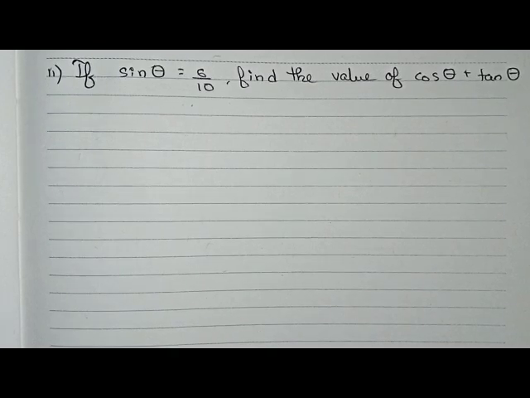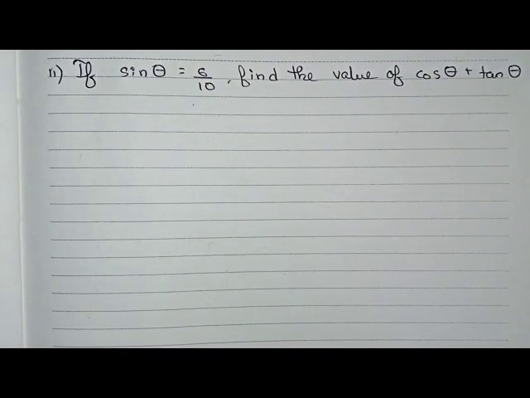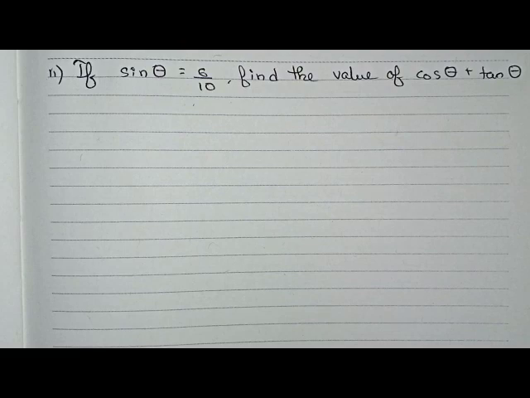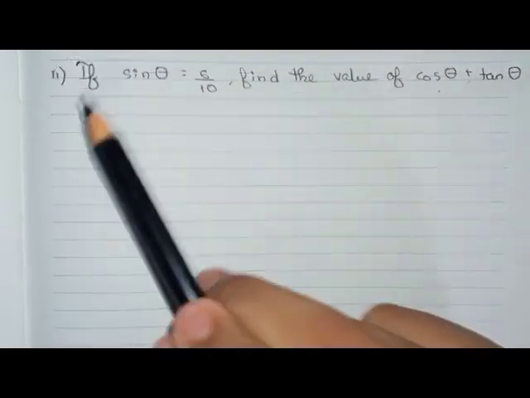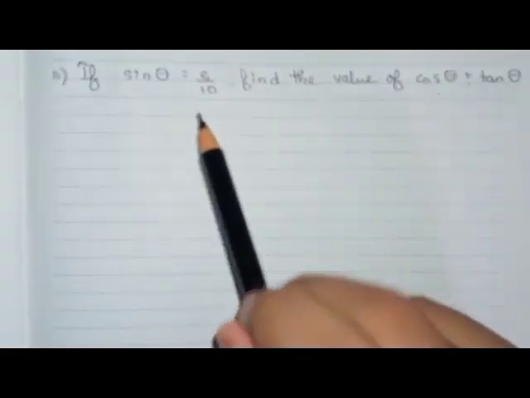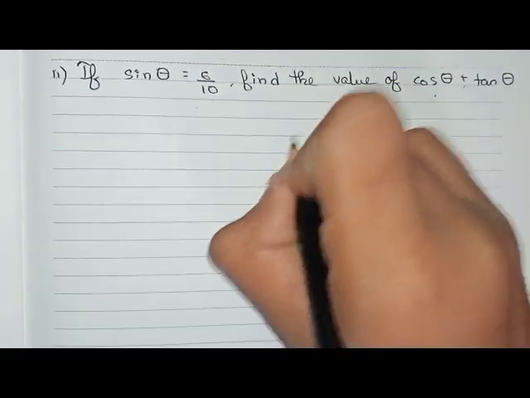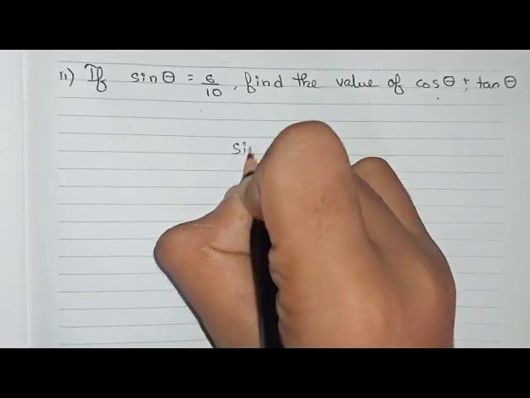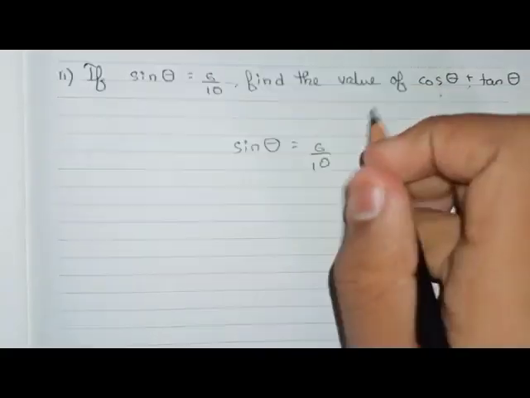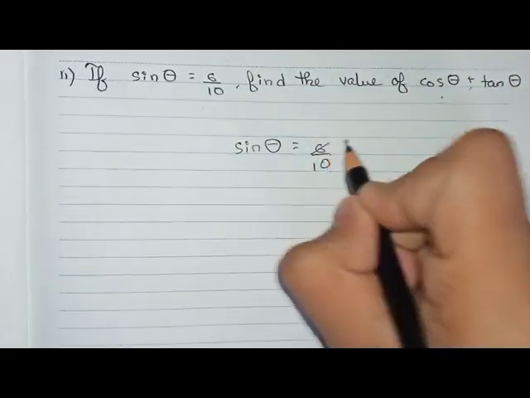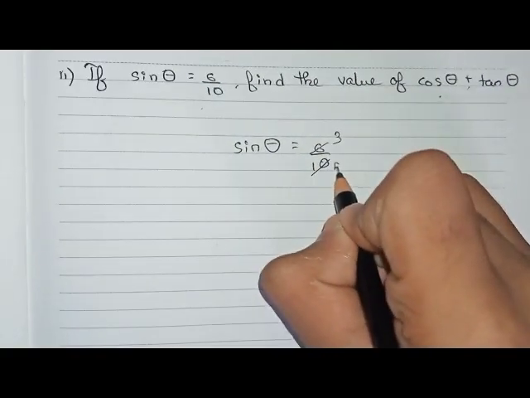Question number 11. If sin theta is equal to 6 by 10, find the value of cos theta plus tan theta. We are given the information sin theta is equal to 6 by 10. So we cut it by 2 first to make a pure ratio. 3 by 5.